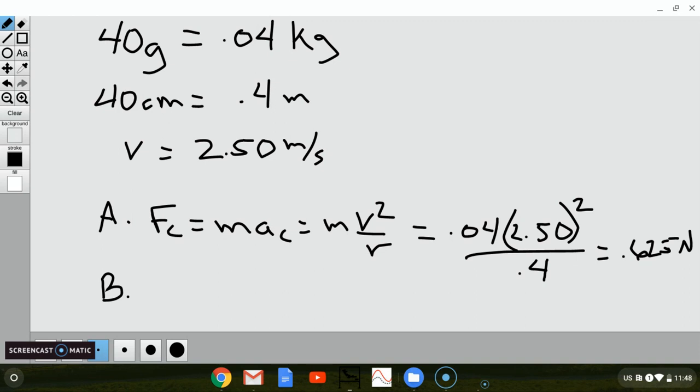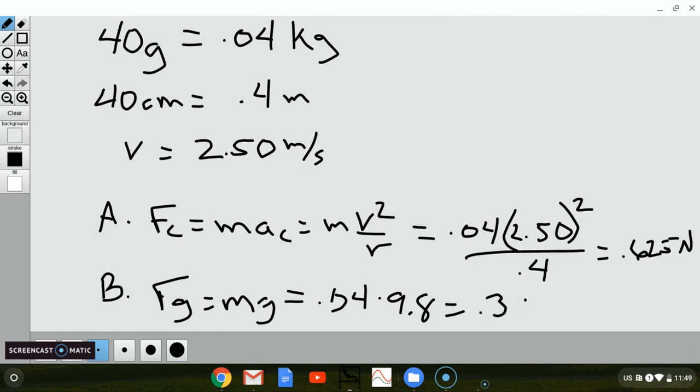Okay, next they want to know the weight. Well, weight is easy. That's just Fg equals mg, because the weight is the force of gravity. So this is just 0.04 times 9.8. And if we punch this into the calculator real quick, 0.04 times 9.8, we get 0.392 newtons. So A and B, very easy. Just punch it into the equations. No big deal.